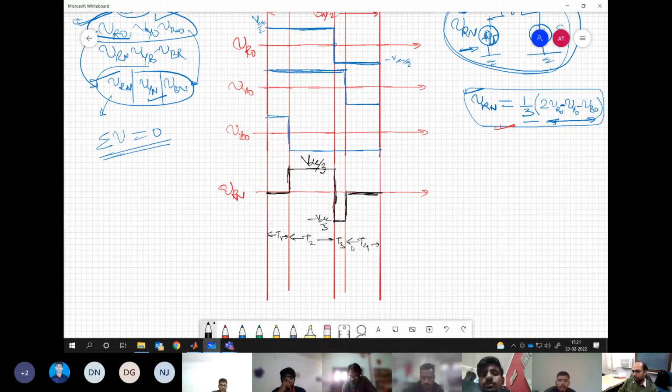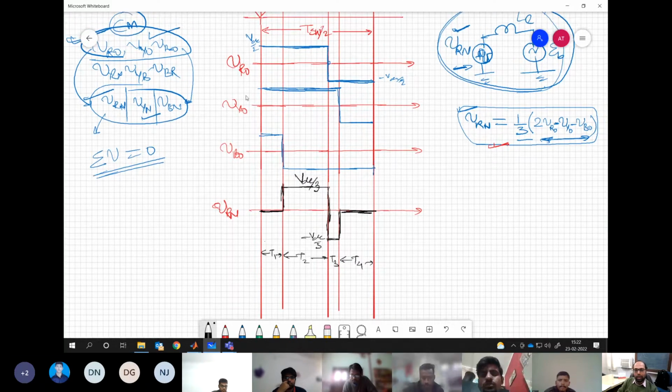What do I mean by logical? See, during interval T1, you have connected the top switch of R, the top switch of Y, and the top switch of B. Which means your load is shorted with the positive DC bus, which means the voltage applied on the system should be 0. You understand my point? Yes or no? Yes, sir. Looks logical?